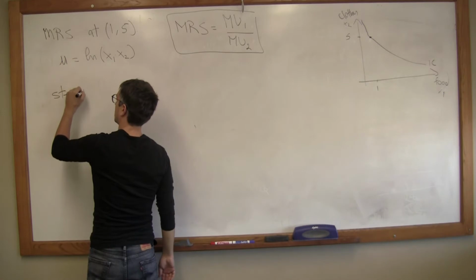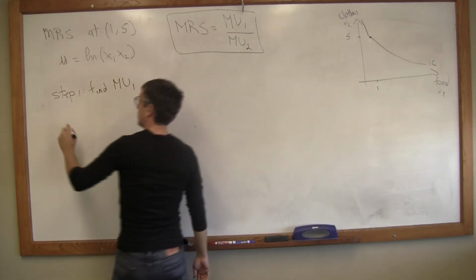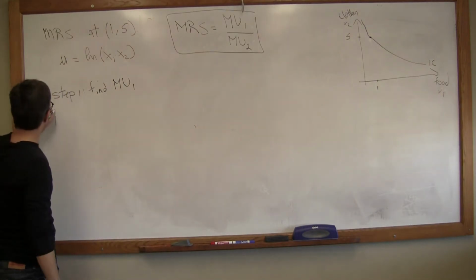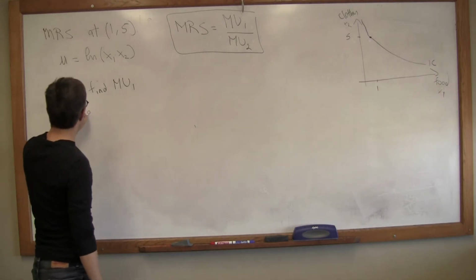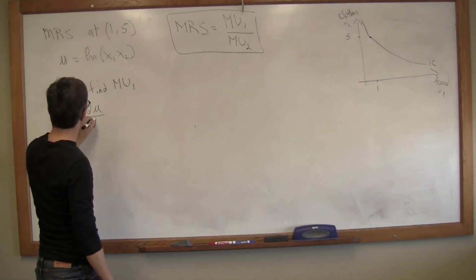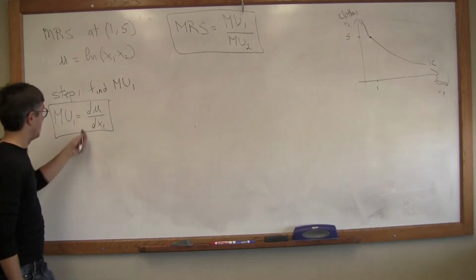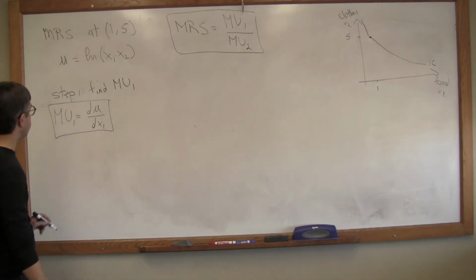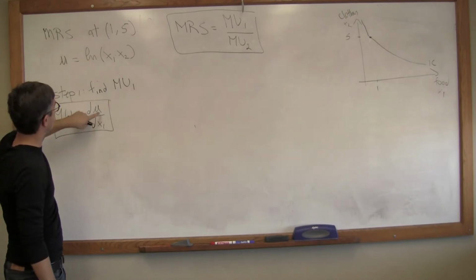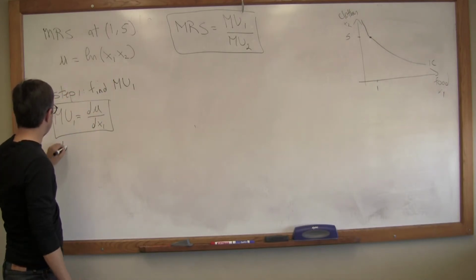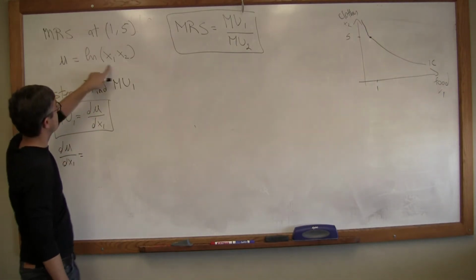Step 1, find mu1. So recall what mu1 is. mu1 is the marginal utility with respect to good 1, so it is the derivative of the utility function with respect to good 1. This is a definition that you know. And so we're going to find the derivative of the utility function with respect to good 1, du/dx1.